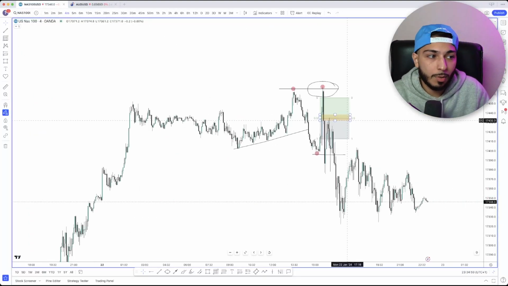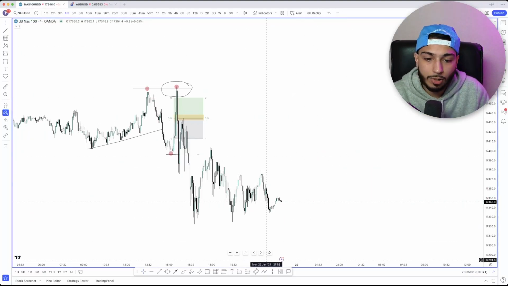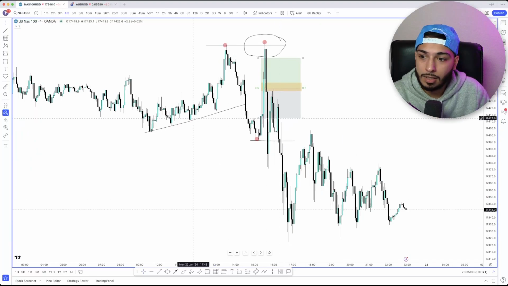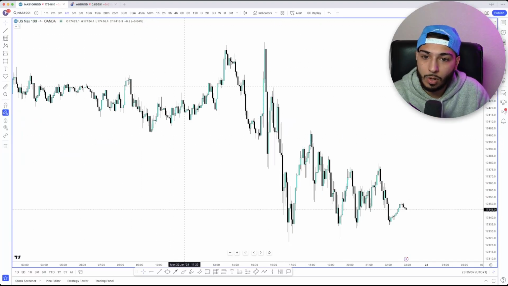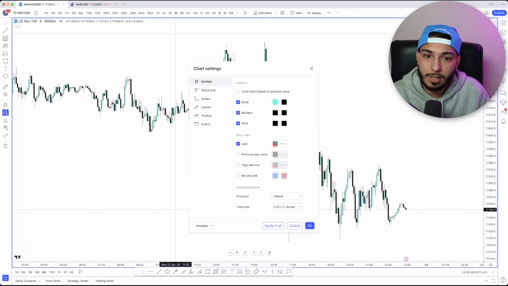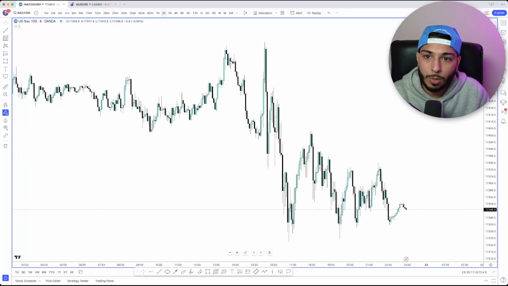So what I'm going to do is pull up a brand new NAS 100 chart just like this, and I'm going to go ahead and delete everything. And then from start to finish, we'll go over this and I'll explain to you guys how we got to where we're at with NAS.